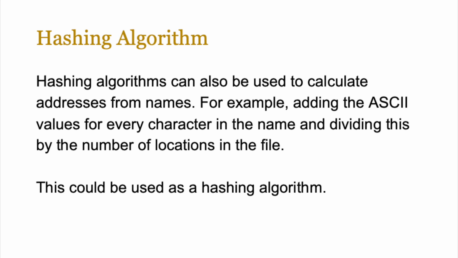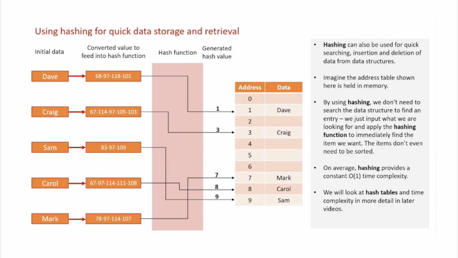So what is a hashing algorithm? Well, it's a mathematical calculation or algorithm applied to find the address of a given record, and a hash is the output from a hashing algorithm, just a sequence of numbers that are the results of a hashing algorithm applied to some data. Now on screen you see a hashing algorithm for quick data storage and retrieval.